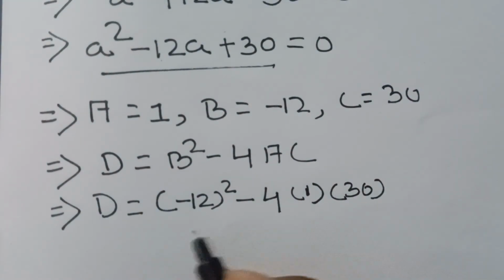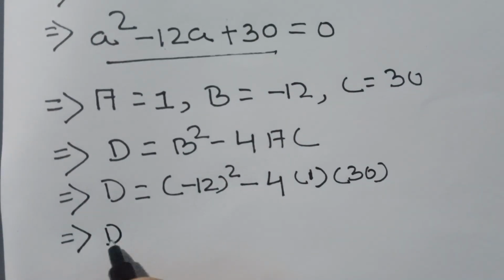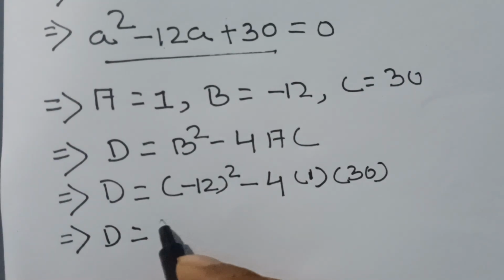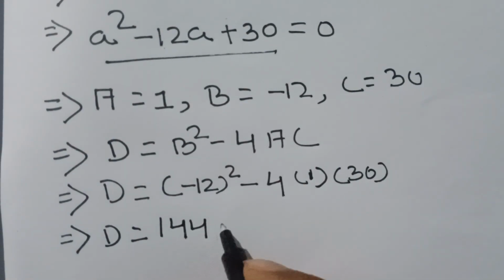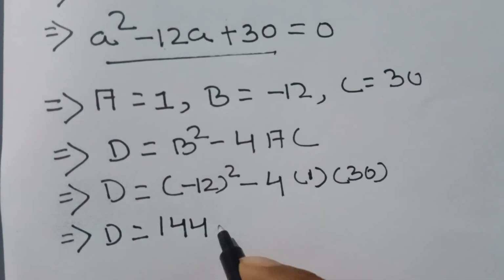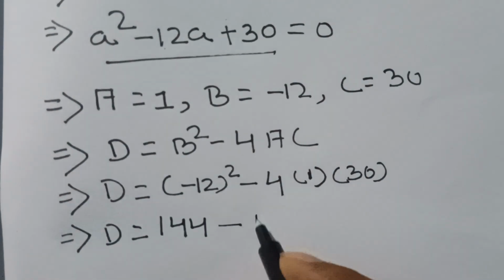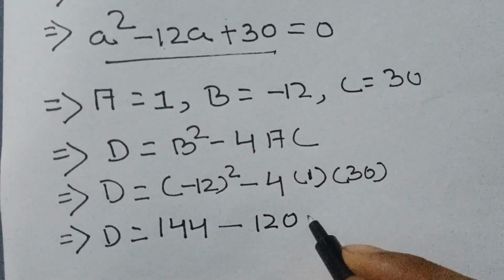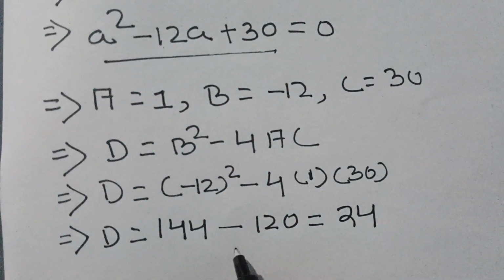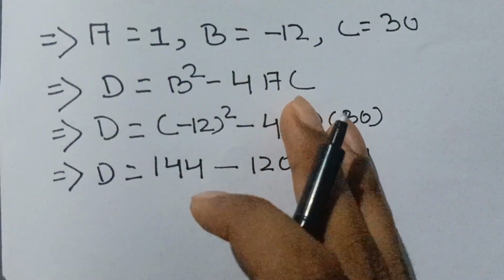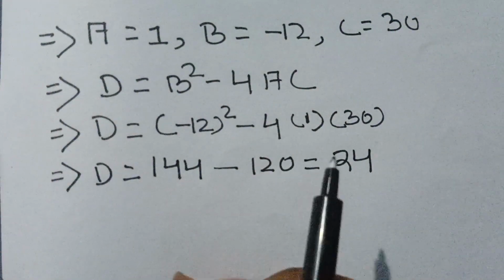So this becomes d is equal to 144 minus 4 times 30, that will be 120, is equal to 24. 144 minus 120 is 24. Since the discriminant is positive, there are two real solutions.